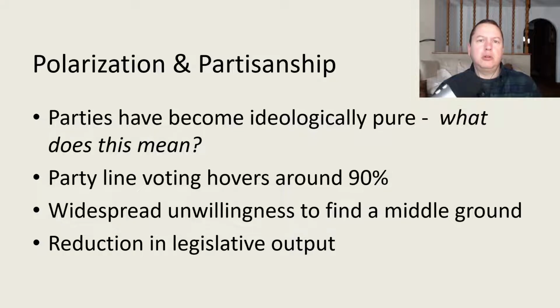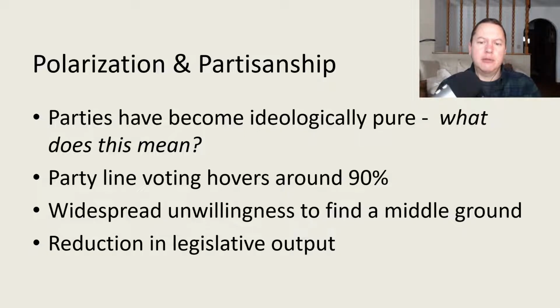Let's talk for a moment about polarization and partisanship. The parties have become ideologically pure. If you recall my lecture on Chapter 1, the tendency since about 1980, well really since the 1970s, has been for conservatives to vote for Republicans and liberals to vote for Democrats. This was not always the case. In the 50s and the 60s, there were some socially liberal Republicans voting for civil rights legislation, and there were some socially conservative Democrats voting against civil rights legislation.